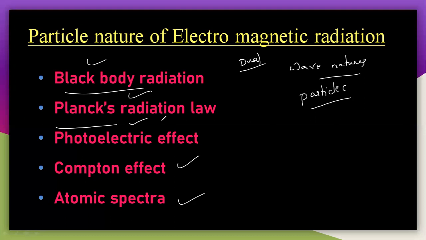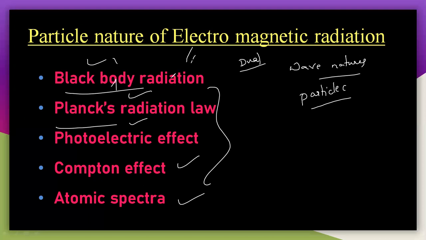So because of the dual nature, that is a wave nature and the particle nature. When a radiation propagates, it shows the wave nature, so that you have seen in the last class. It also has the particle nature, that means a bunch of particles. Actually, the light radiation is a bunch of particles. So how can you know that? It is supported by these five different concepts: black body radiation, Planck's radiation law, photoelectric effect, Compton effect, and the atomic spectra. These support the particle nature of electromagnetic radiation.